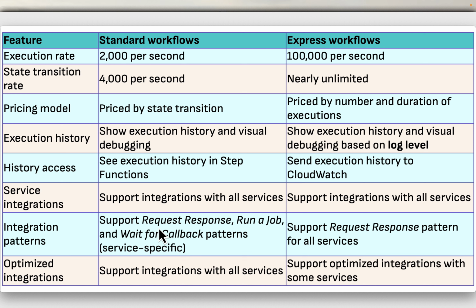Integration patterns support request response, run a job, and wait for callback patterns. These three are supported for standard. But Express only supports request response, synchronous, and run a job and wait for callback is not supported by Express. Standard supports optimized integrations with all services, and Express supports optimized integration with only some services, not all. So there are two types of service integration. You can basically integrate with all services, but there are some optimized integrations where, through the user interface, you can just plug and play and provide data, and it will be good to go.